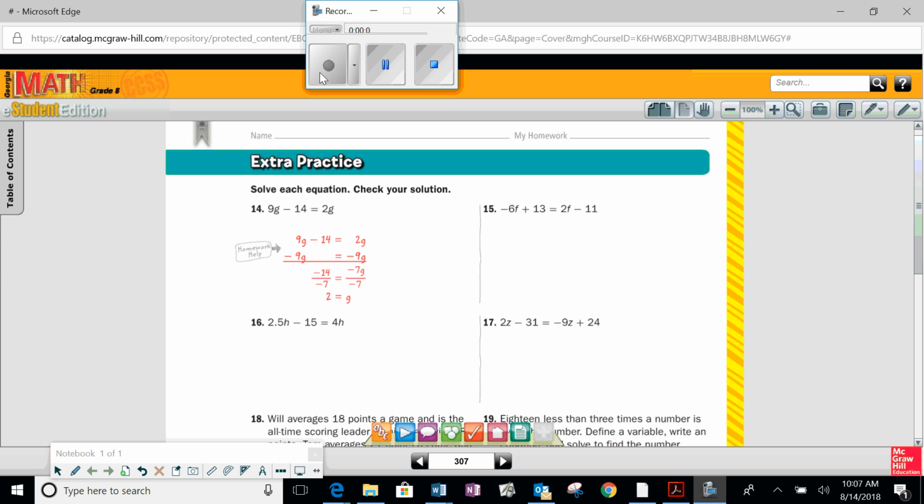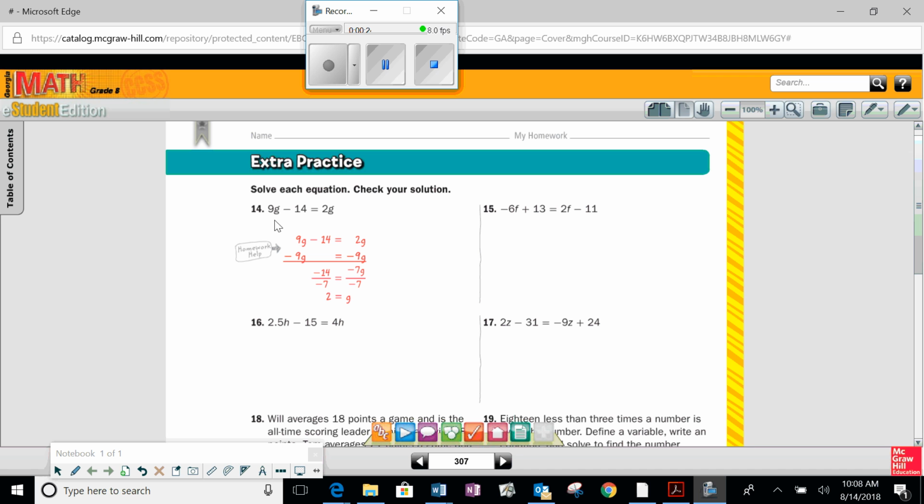Today's video, we are on page 307 and we are going to work on the extra practice problems for solving equations. So I'm going to go through the even number problems on this page, and then your homework is to complete the odd number problems on your own. So let's start off by looking at number 14.